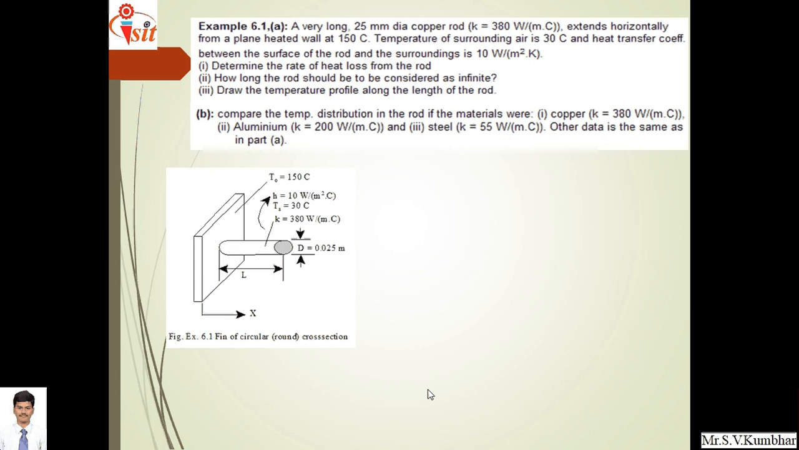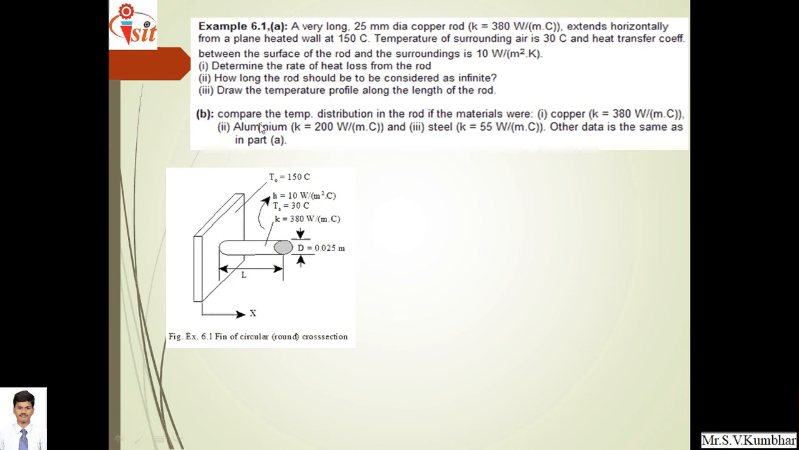And this is numerical 2. A very long 25 mm diameter rod, k 380 watt per meter degree centigrade, extends horizontally from a plane heated wall at 150 degrees centigrade. Temperature of the surroundings is 30 degrees centigrade and the heat transfer coefficient between the surface and rod is 10 watt per meter square Kelvin. So determine the rate of heat transfer from the rod, how long the rod should be to be considered as infinite, and draw the temperature profile along the length of the rod.